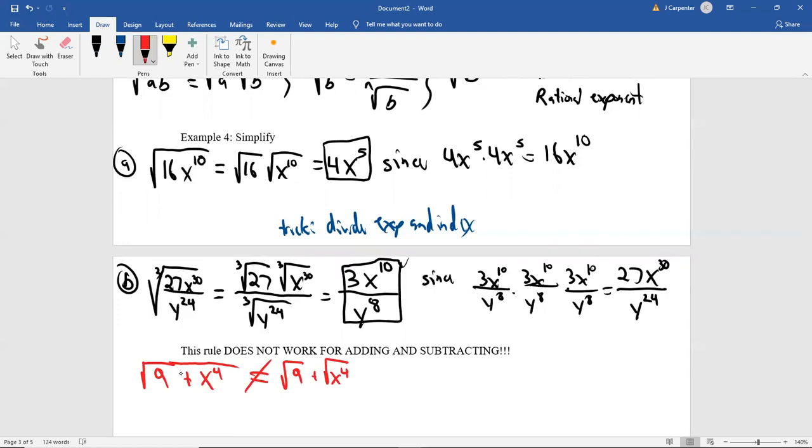Sometimes these things can be simplified. This one in particular actually cannot be simplified. This 9 plus x to the 4th under a square root, you couldn't do anything with it. Spoilers, it involves factoring. If it's factorable, maybe you can do something with it, but then even most of the time you can't.